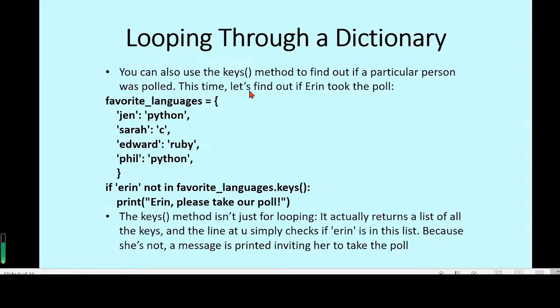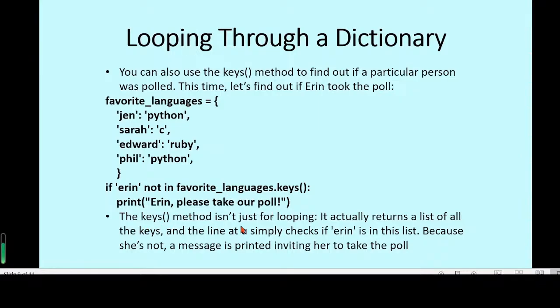And you can also use the keys method to find out if a particular person took the poll. So this time, let's find out if Erin took the poll. Same dictionary as we produced. Then if Erin not in favorite languages dot keys, we use not in. So favorite languages dot keys will return a list of the keys in the dictionary. Then if Erin is not in it, print Erin, please take our poll.